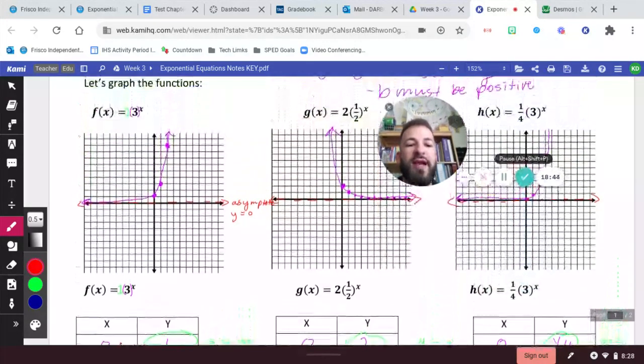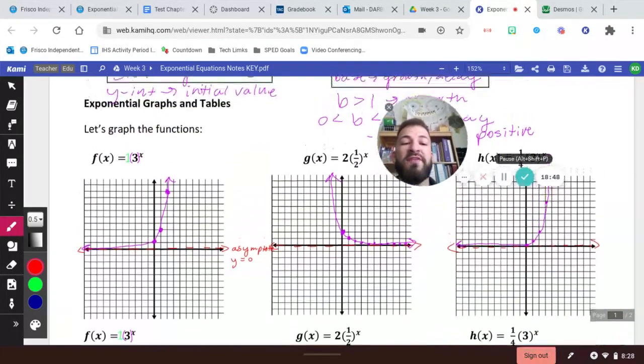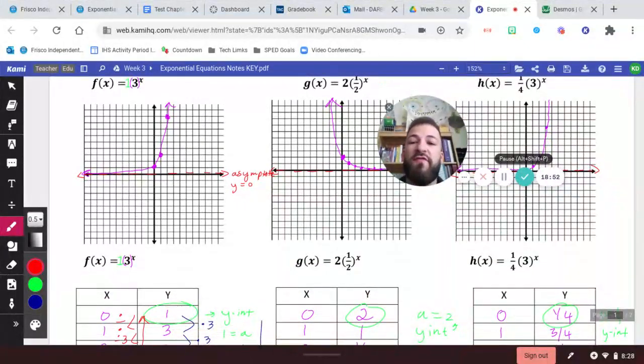And our graph this time, because 3 is a value greater than 1, our graph is once again growth. So this one's a little bit of a trick because the a value is 1/4. So the initial, the y-intercept is a number between 0 and 1. But the b value, the growth factor, is still greater than 1. So we're still growing by multiplying our number by 3. It just starts really small.